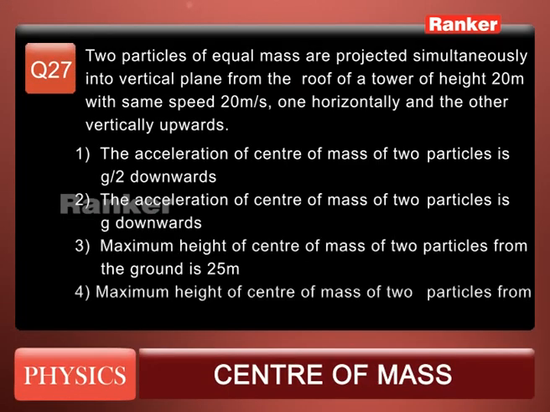Now, question number 27. Two particles of equal mass are projected simultaneously in the vertical plane from the roof of a tower of height 20 meter with the same speed 20 meter per second, one horizontally and the other vertically upward. Now, the four options are given. Option 1, the acceleration of center of mass of the two particles is g by 2 downwards. Second option, acceleration of center of mass of the two particles is g downward. Third option, maximum height of the center of mass of the two particles from the ground is 25 meter. And the fourth option, maximum height of the center of mass of the two particles from the ground is 40 meter.